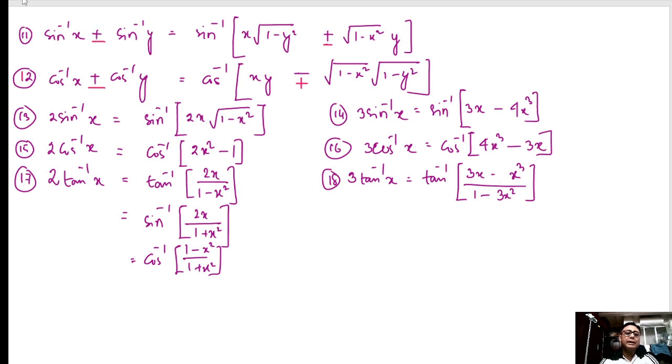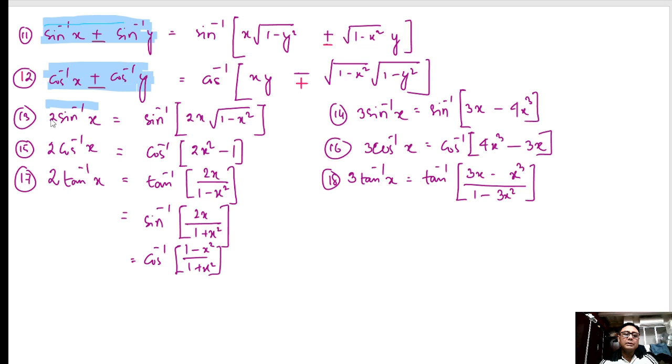Similarly, here are again some very, very important formulas. Sine inverse x plus or minus sine inverse y. Please watch here. If it is plus, then here is a plus. If it is minus, here is a minus. Similarly, cos inverse x plus cos inverse y, or cos inverse x minus cos inverse y.